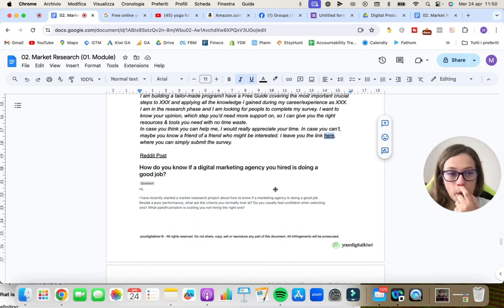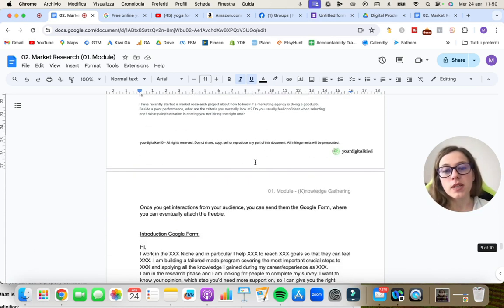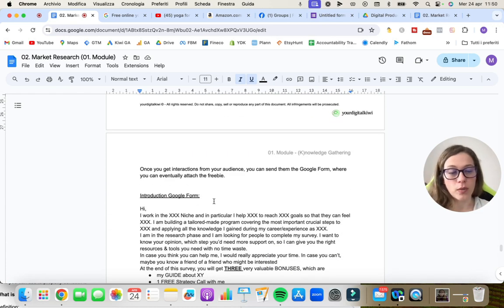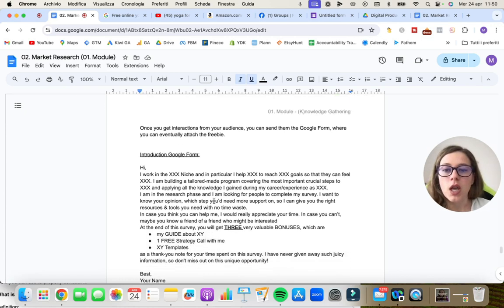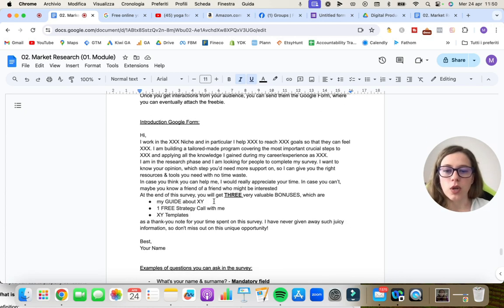That's fine, you reach already a very nice level, but as a second step, a complementary step, what you can do with these people that you engage with, you can basically send a Google form. You ask more specific questions, you also deliver in the Google form the freebie that you promised. And this is how you can do it.